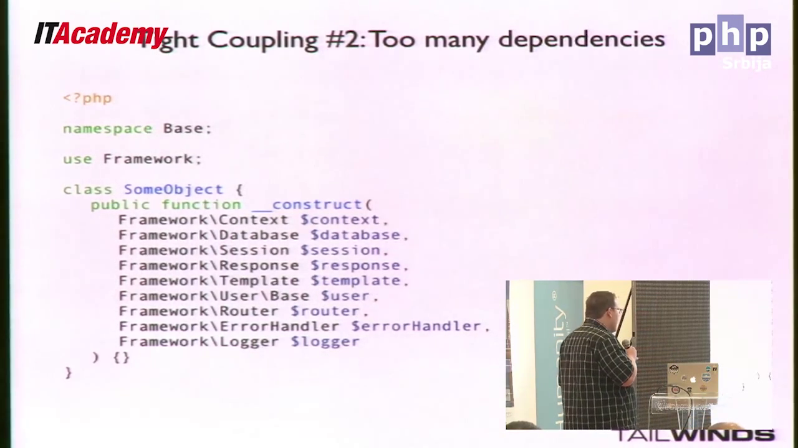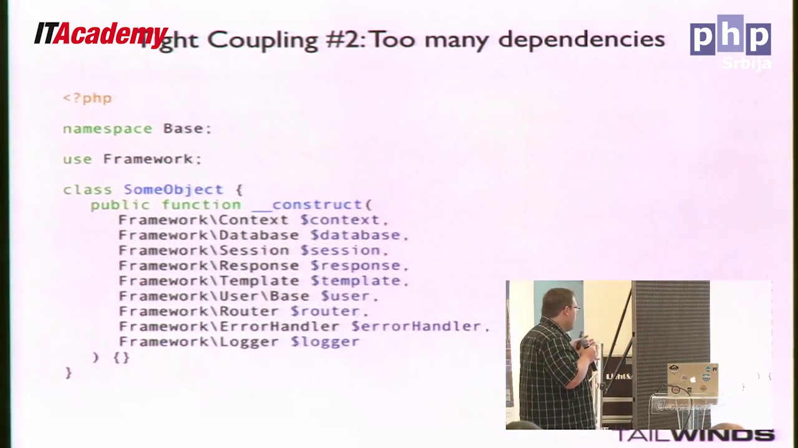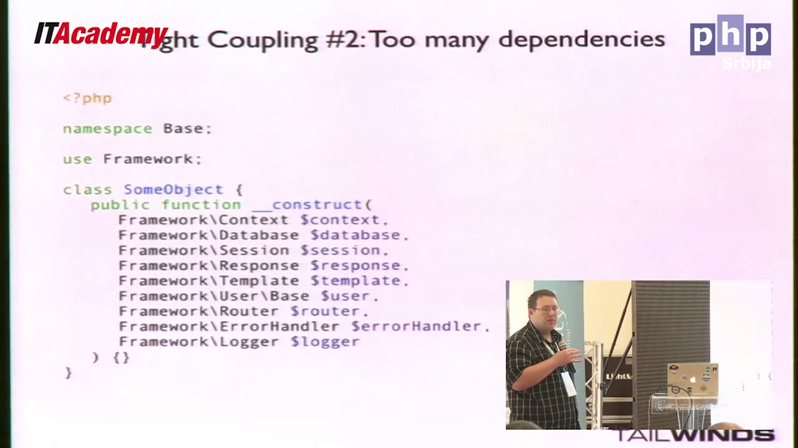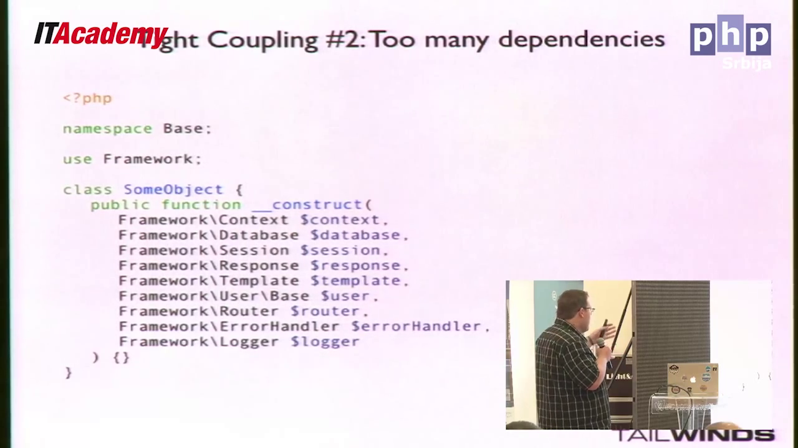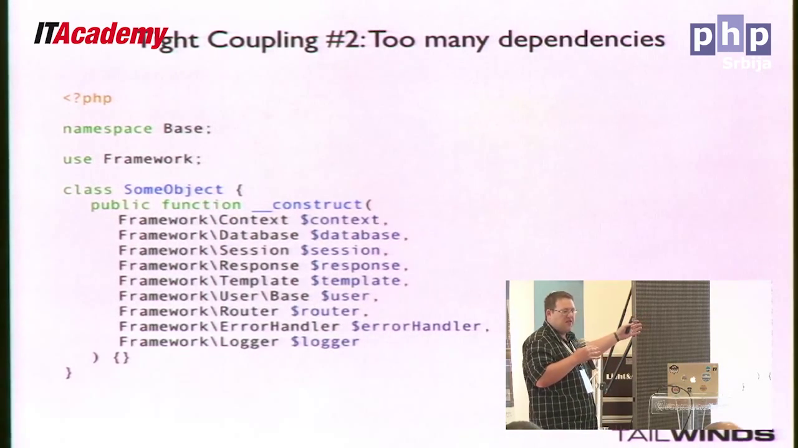Well, a JSON response is not going to have a template, right? It doesn't have a template. It's just going to be some text, so you're not going to have a template. Well, I still have to inject this because this is in a base controller.